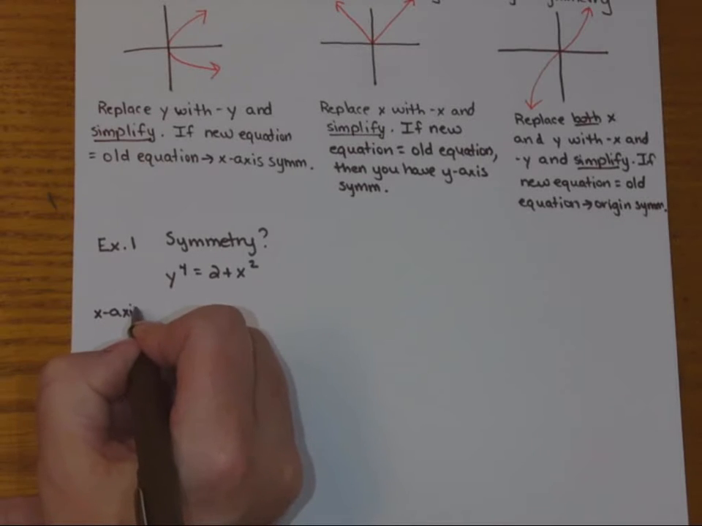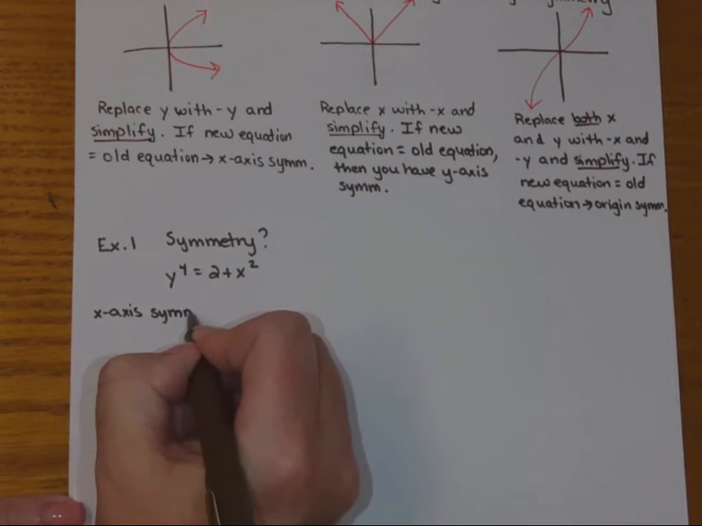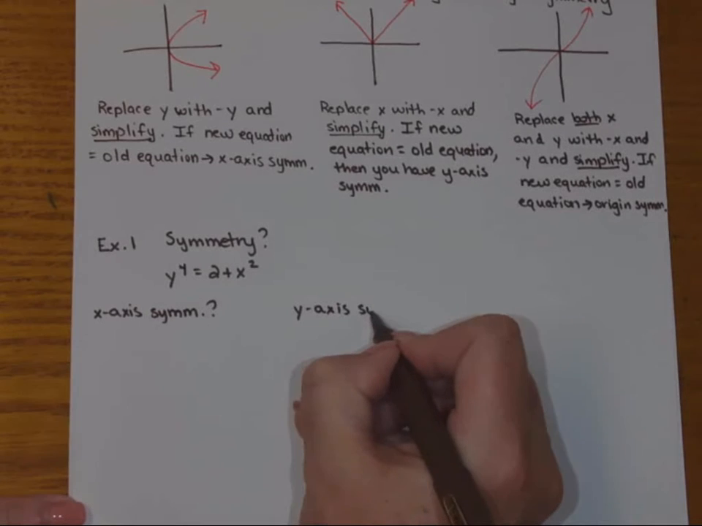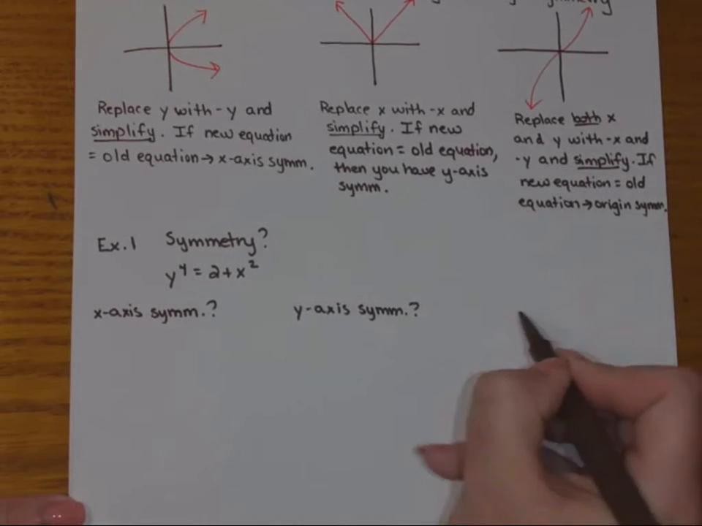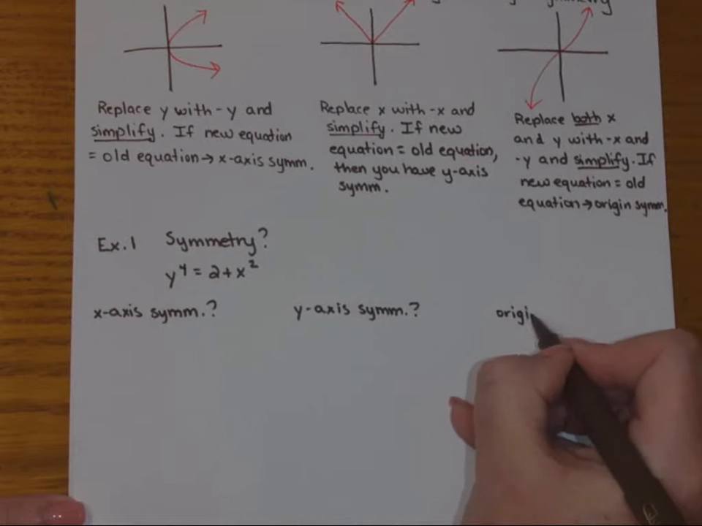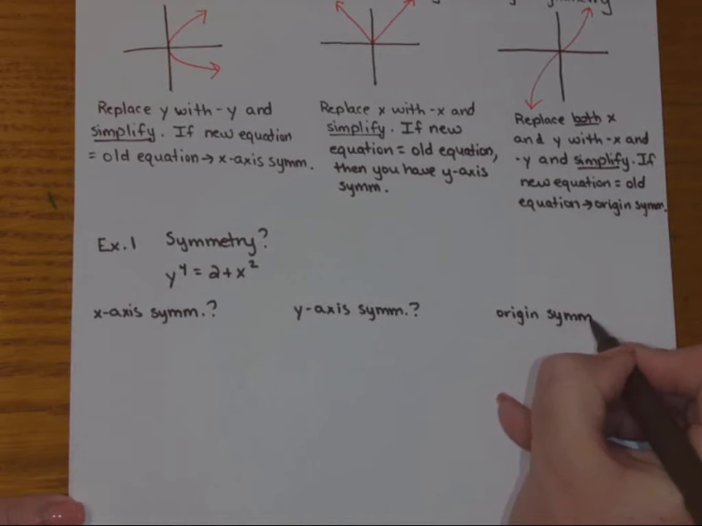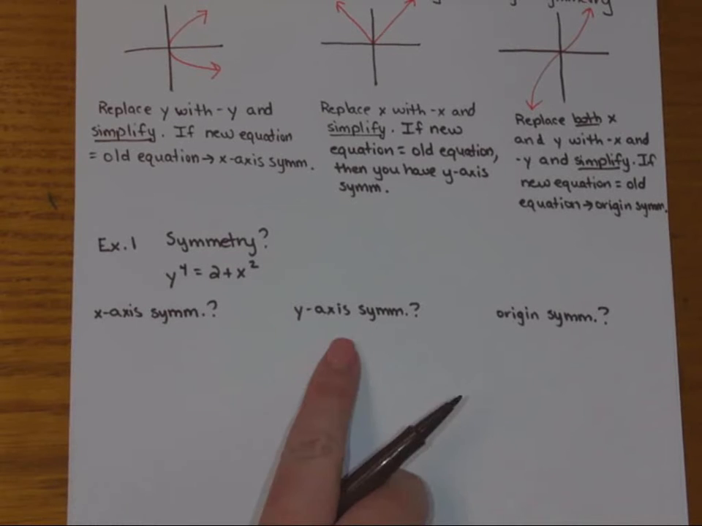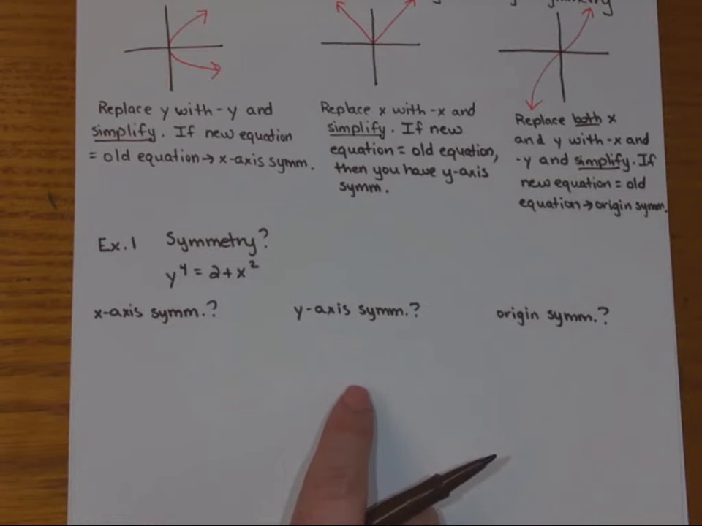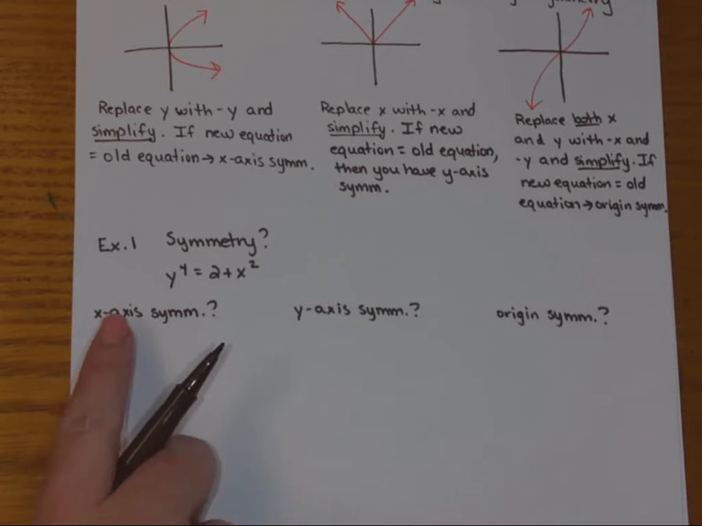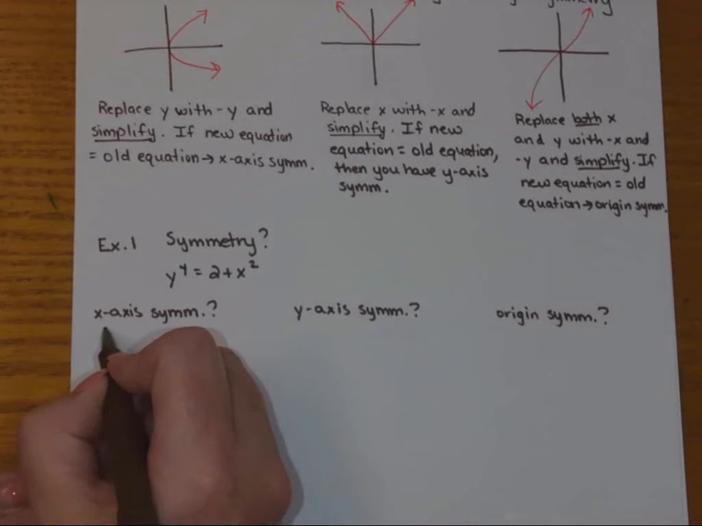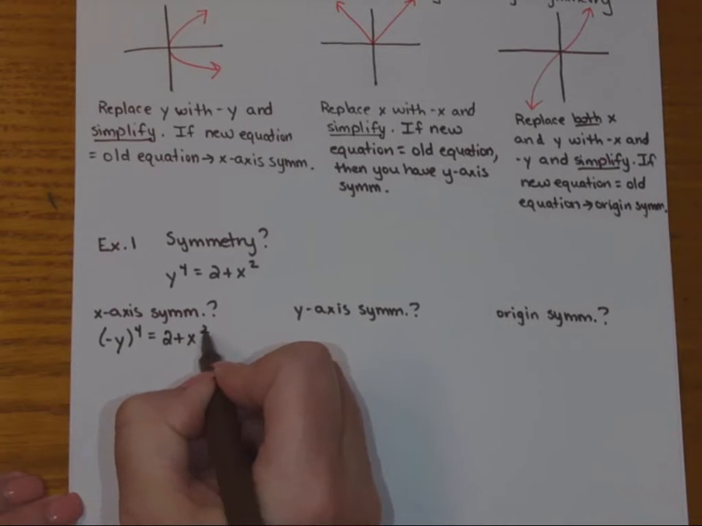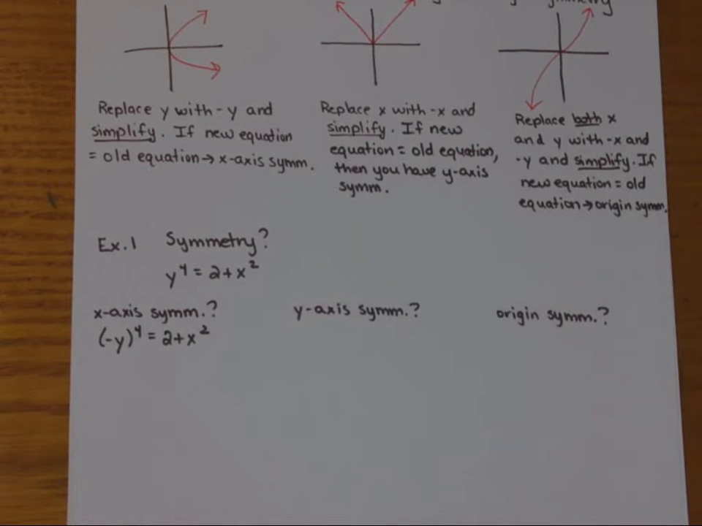So we're going to ask ourselves, does it have x-axis symmetry? Does it have y-axis symmetry? Does it have origin symmetry? And then we're going to show the work for that. Remember, for x- and y-axis symmetry, you just take the other variable and you replace it with the negative version. So because we want x-axis symmetry, we're going to replace y with negative y, but we're going to leave x alone. Now we want to simplify.